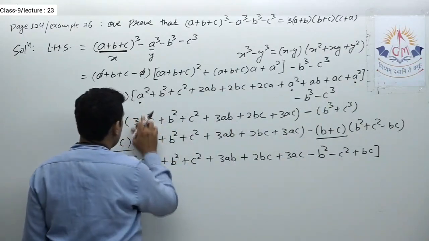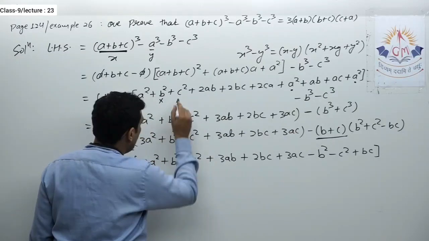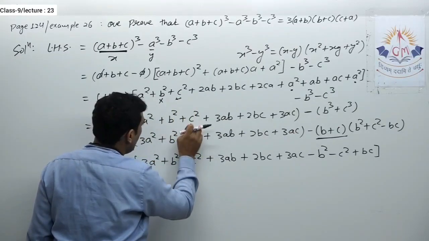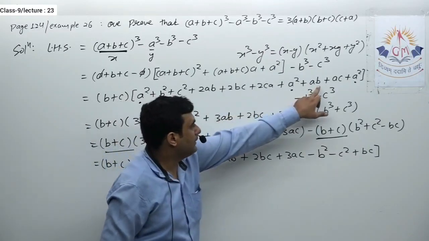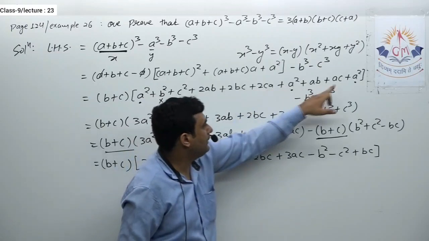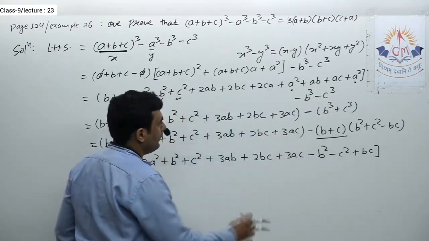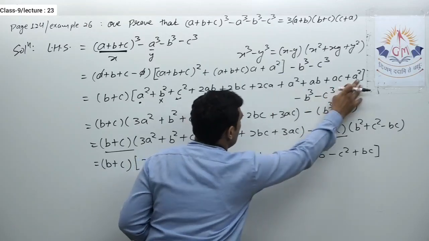That gives me 3a square. Then b square, so there was only one term of b square. Similarly c square, there is a single term. Then 2ab and this ab I added, 3ab. 2bc I wrote as it is, then 3ac and ac, so 3ac. And over here I took minus sign common, so b cube plus c cube.